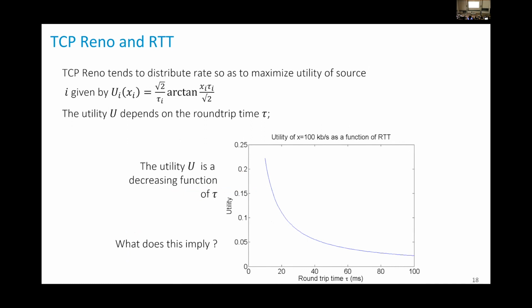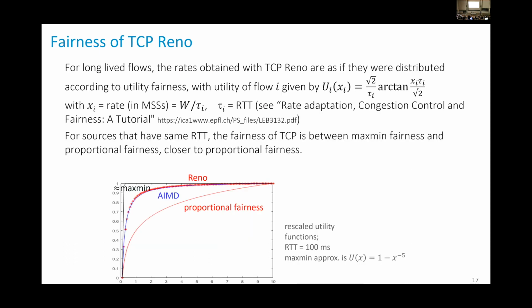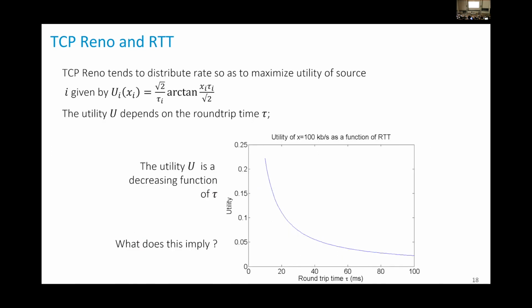Now, what happens when the round-trip time varies? Here, I'm plotting the utility function, which is given by this formula, one of the formulas displayed in the previous slide. In the previous slide, I plotted the rate on the x axis and the utility function on the y axis. So TCP will try to give a rate that maximizes the utility, but since it is concave, it will stop at some point, and this is what makes it close to proportional fairness.